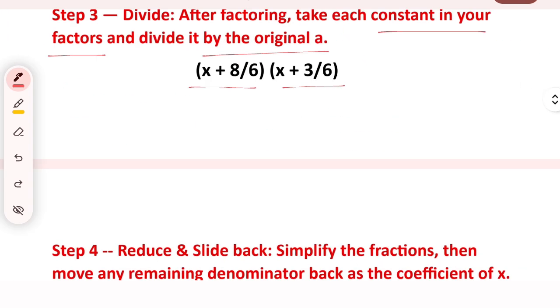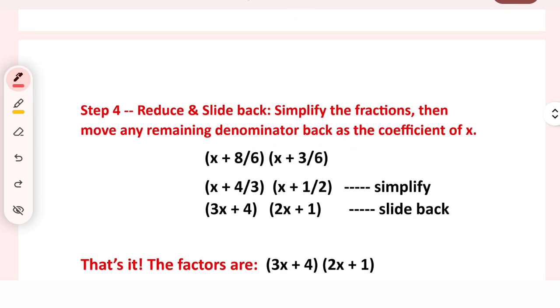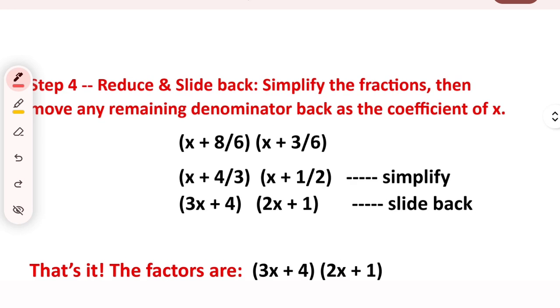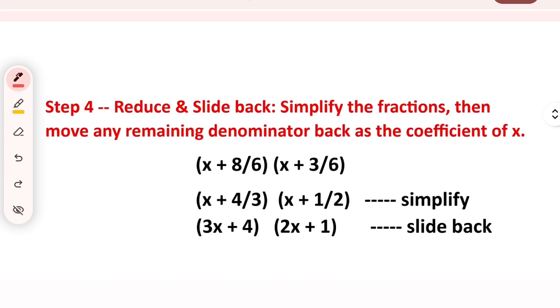The next step is we will reduce it. Okay, can we reduce the factors? We have x plus 8 over 6, and then we have x plus 3 over 6. Can we reduce 8 over 6? Of course. We can reduce it to 4 over 3. Can I reduce 3 over 6? Yes, of course. It would be reduced to 1/2. So this is what we call simplification.